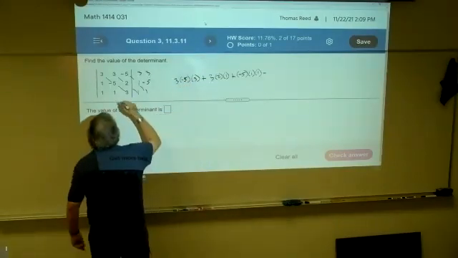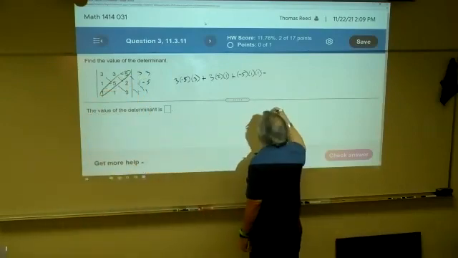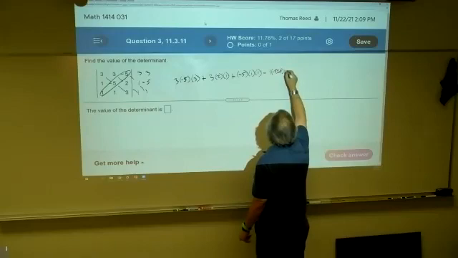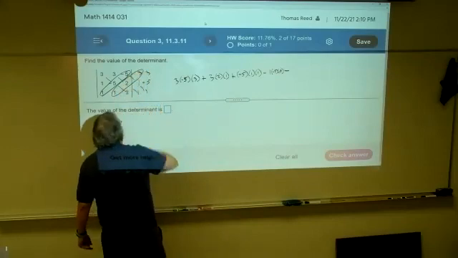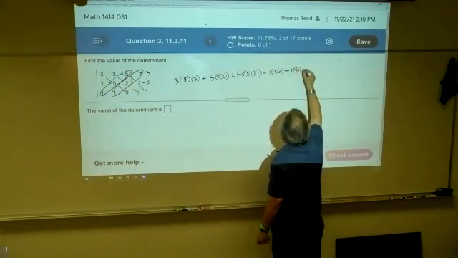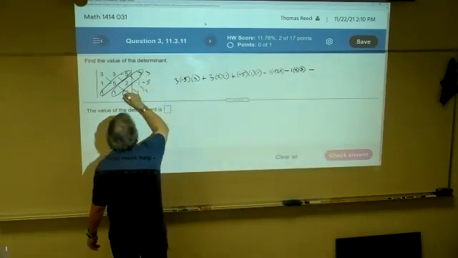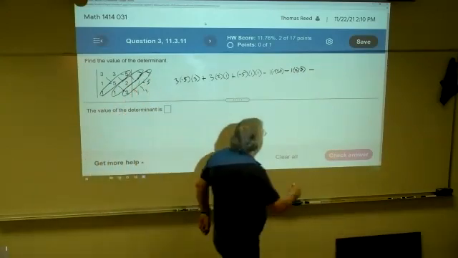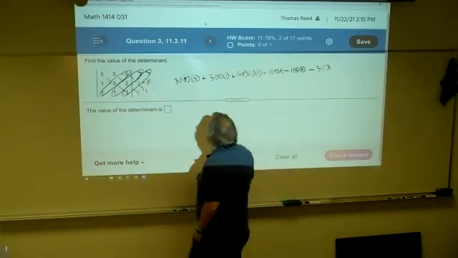And now I'm going to subtract these diagonals. The 1 times -5 times -5, minus the product of this diagonal, which is 1 times 2 times 3, minus the product of the third diagonal in that direction, which is 3 times 1 times 3. And now I simplify the products.